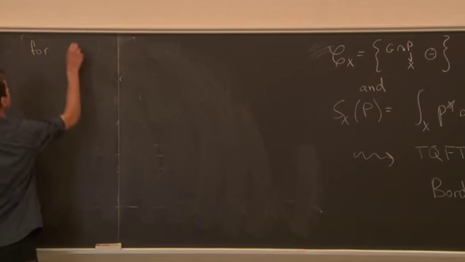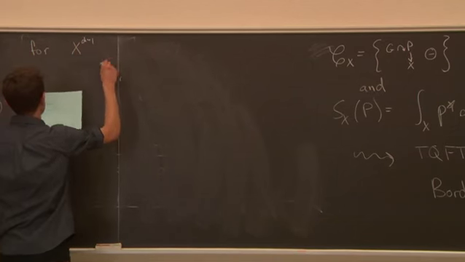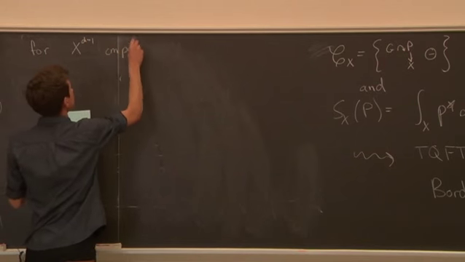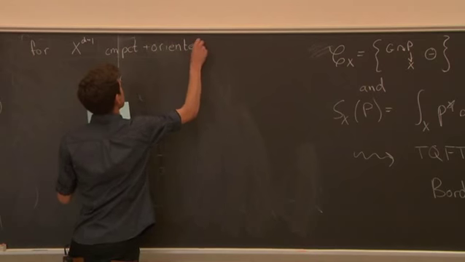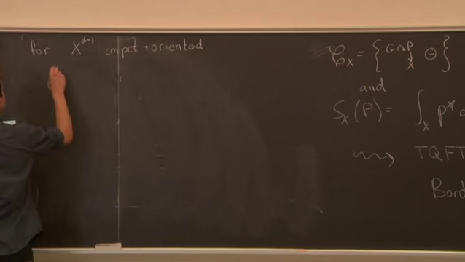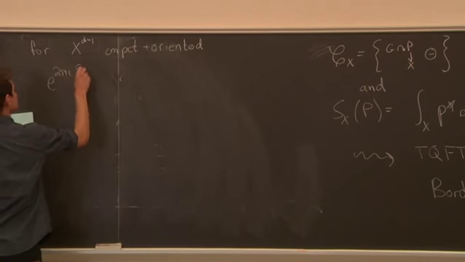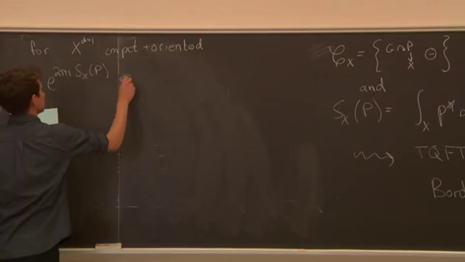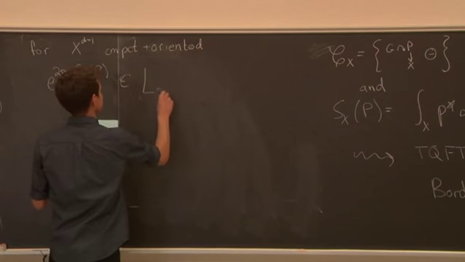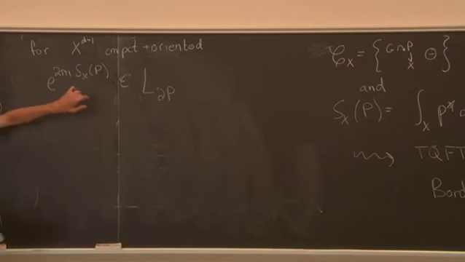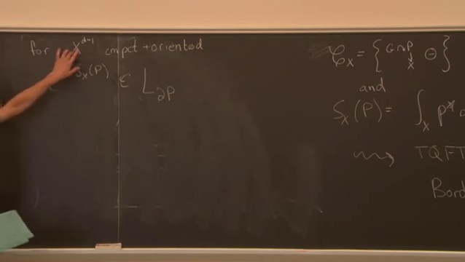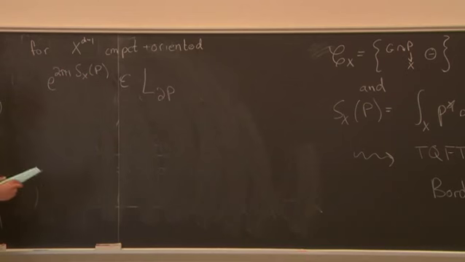And for d+1 manifolds, compact and oriented, we get an element of this line associated to the boundary. And this is purely notational. S of X, P is not actually an element of R mod Z, except in the case where X is closed. This is kind of just to denote that this is actually going to be unit norm.